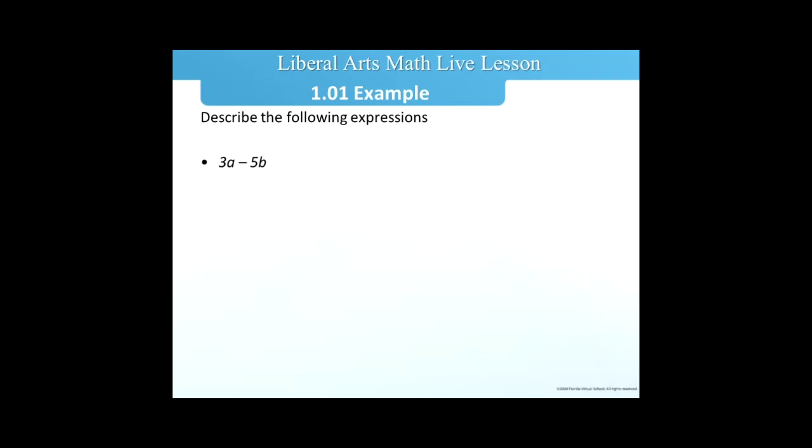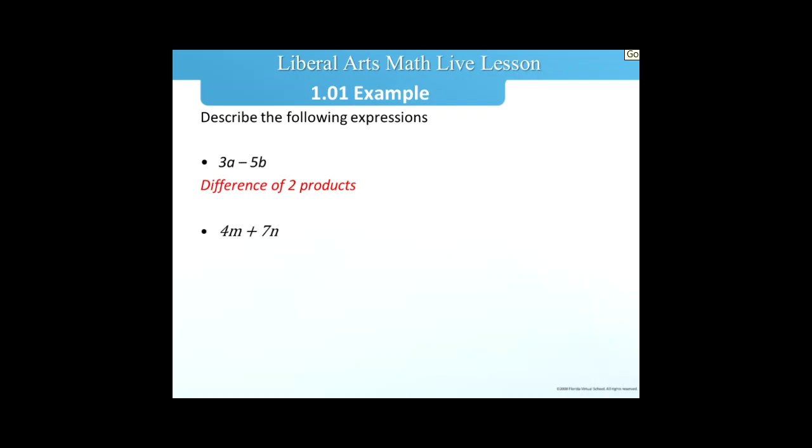1.01, we're dealing with expressions. With expressions, we want to tell what type of operation is going on here. This first one is the difference of two products. Difference means subtract. Product means multiplication. We have 3 times A, that's a product. 5 times B, that's a product. So the difference of those two products.